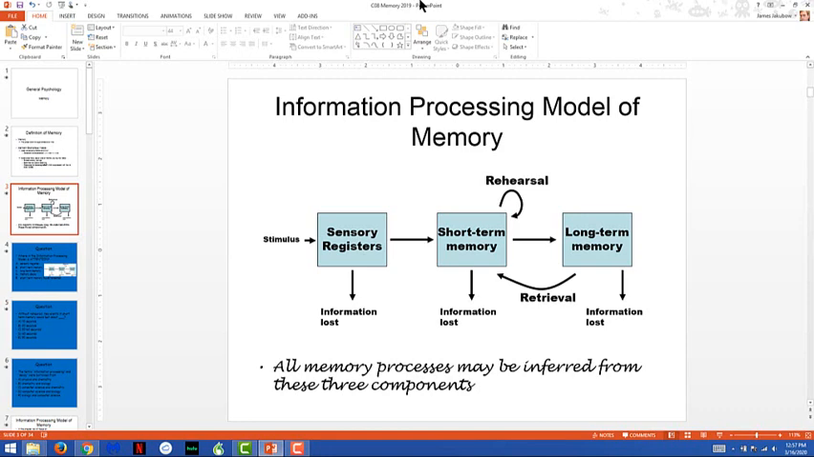So with a stimulus, you go into a sensory register. And of course, you're going to ask yourself, what is a sensory register? I know what a sensory receptor is, but what is a sensory register? A sensory register is essentially the activity of a sensory receptor. And that sensory receptor will generate action potentials beyond the point at which the receptor itself is actually stimulated.